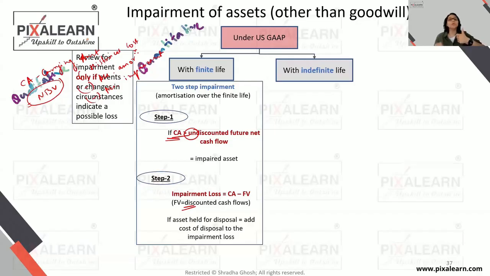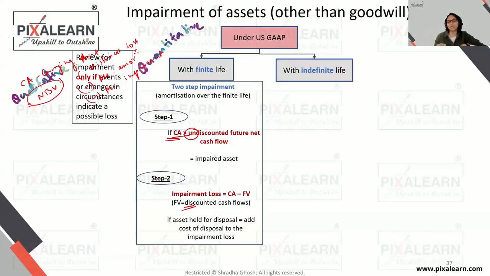So step one, you know the number of years we're talking about. Figure out the undiscounted cash flows, pitch it against the carrying value. If the carrying value is lower, forget it, because you know that I'm going to get more than what I'm carrying in my books and I don't give regard to the discounting. But if my carrying value turns out to be higher than the amount which is undiscounted that I'm going to get over a period of years, then I know my asset is impaired.